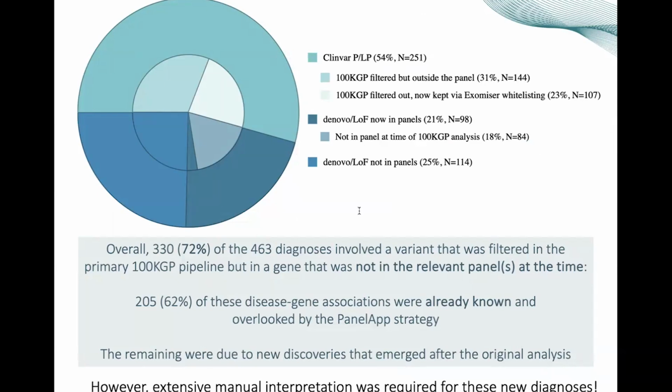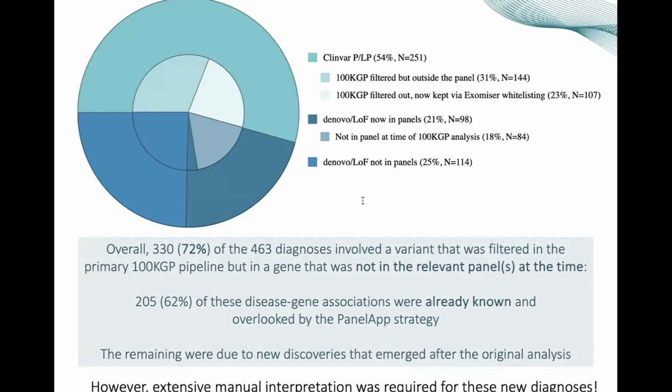144 of them were identified in the original 100,000 genomes analysis, but they were overlooked as they affected genes that were outside the panel at the time of the analysis, while 107 were previously filtered out and retained here due to the Exomiser whitelisting feature, where such variants are always retained regardless of any filtering settings.